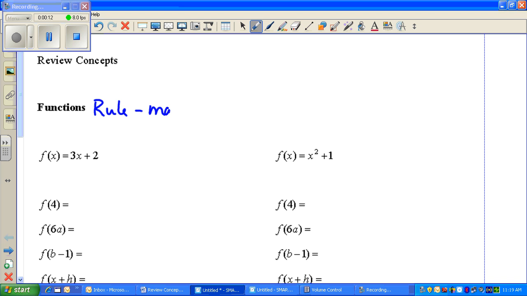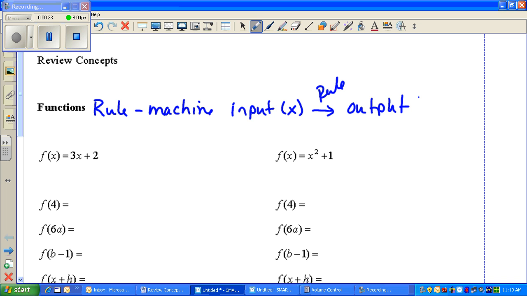Sometimes we call it a machine, where you have an input, which we refer to as x, going into the rule, and out comes the output, which is the y. So we now have an ordered pair x and y. And with the function, we have a specific rule that says every input or x pairs with exactly one y. And there's a way to look at that graphically, which we'll talk about when we look at graphs of functions.